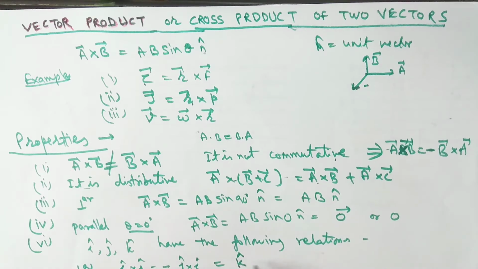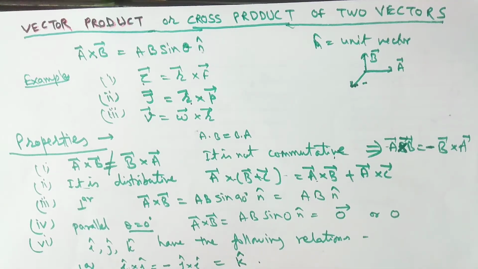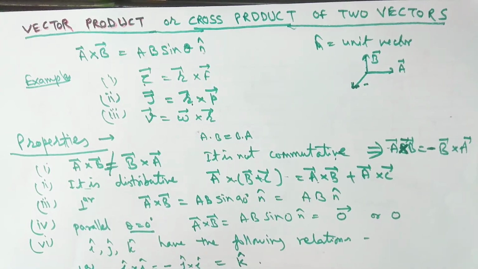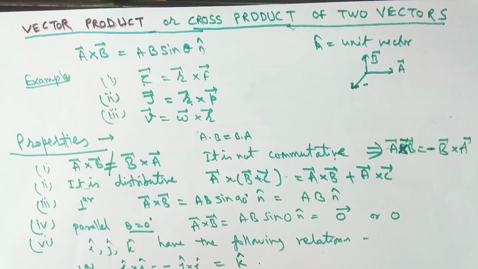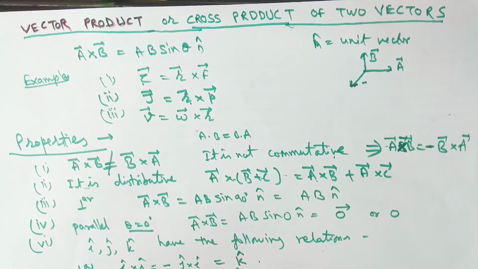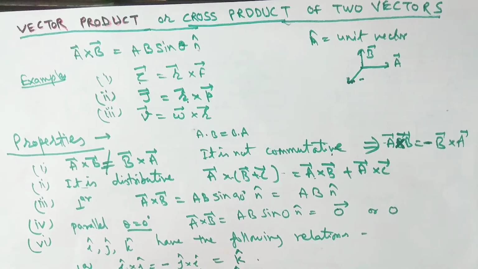And its magnitude is 1. So you can write like this also: J cross K is equal to minus K cross J, and it is along the x-axis, I cap. Or K cross I is equal to minus I cross K, and it is equal to the J cap. This is the first case.